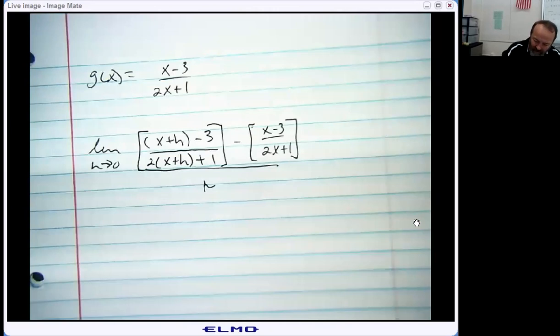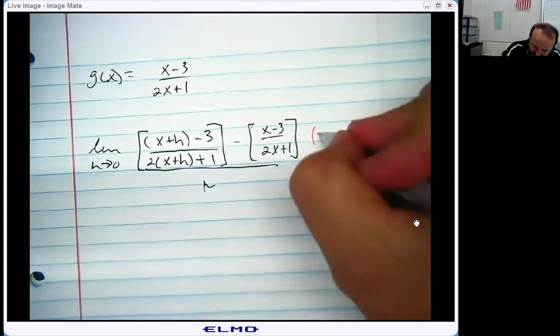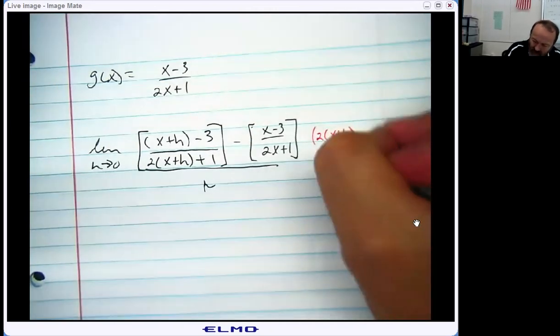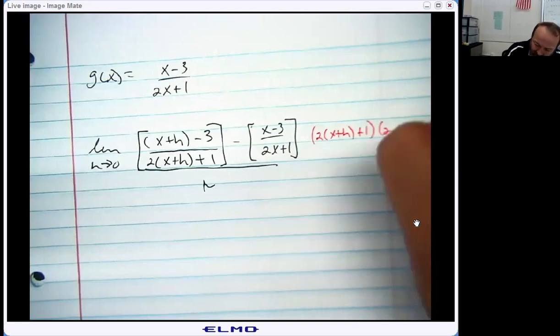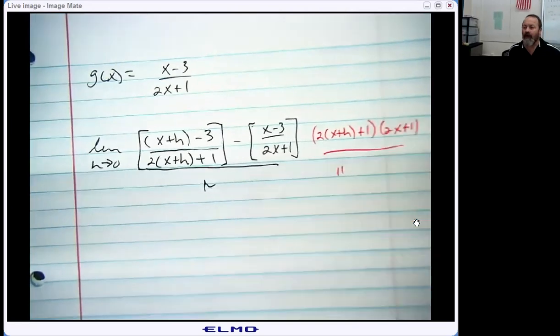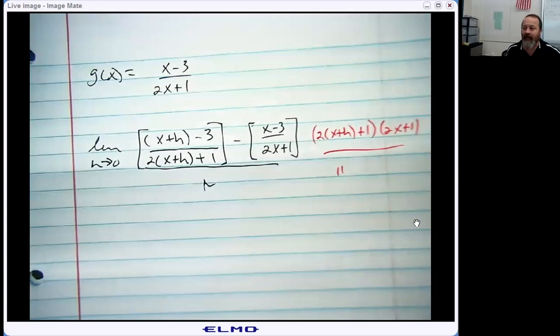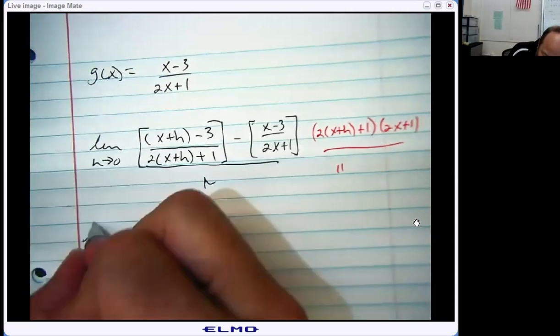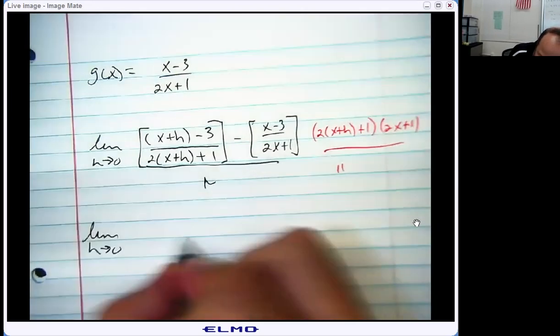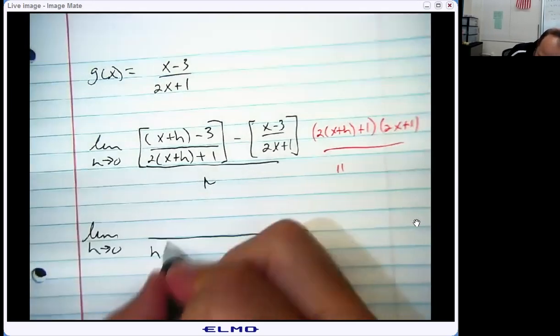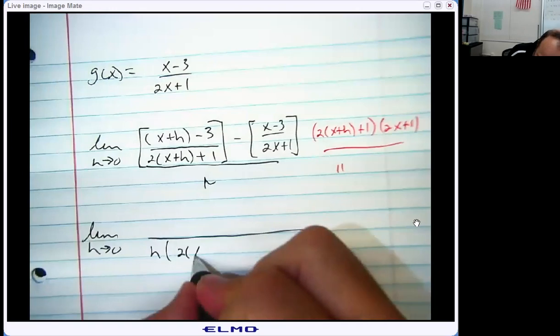We're going to hit the top with 2x plus h plus 1 and a 2x plus 1, and I'm going to hit the bottom with a ditto mark. I'm going to hit it with exactly the same thing. Well, this is kind of messy, so I'm going to go ahead and write this out in a little bit of the longhand version.